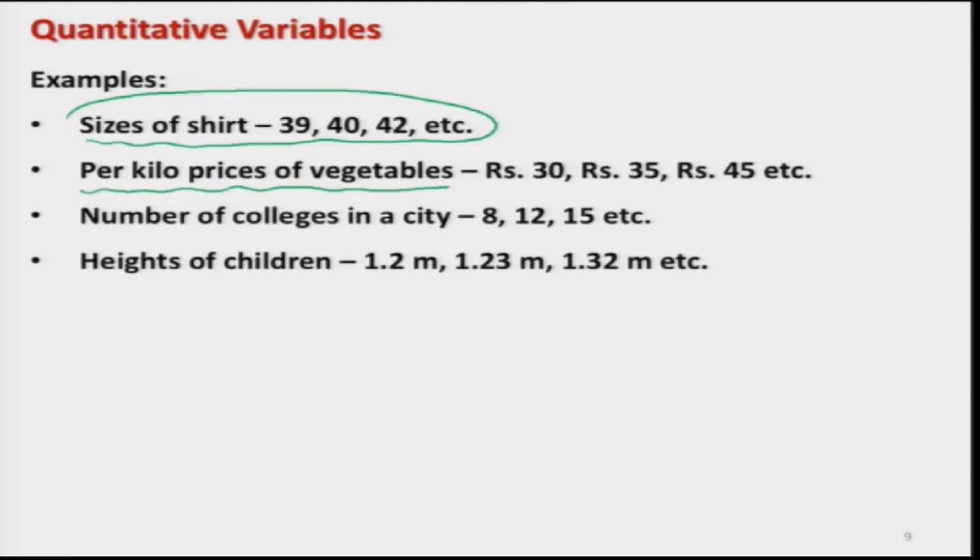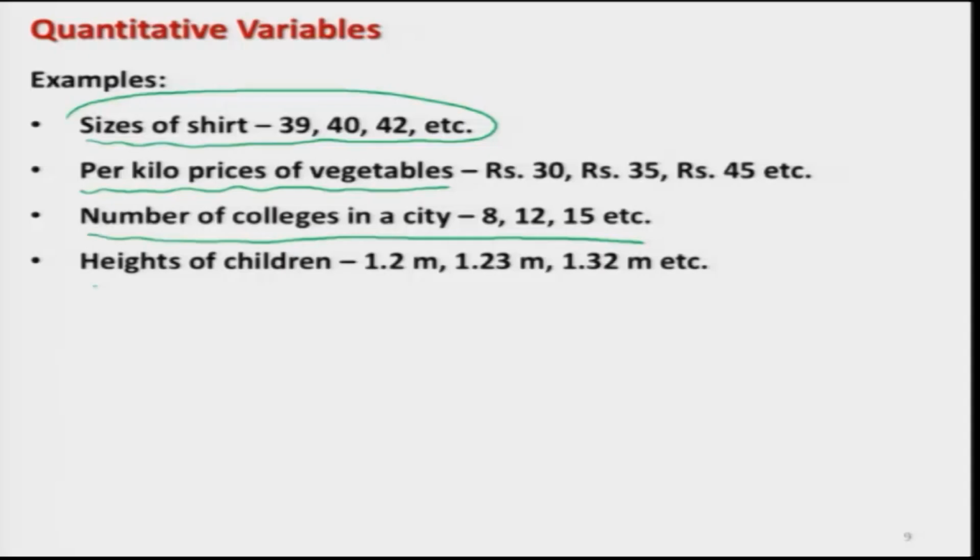And similarly, if I want to count the number of colleges in a city, this number can be 2, 5, 10, 8, 12, 15, 20, whatever is there. So, now once again these values have some interpretation. If I say I have two cities, one city has 10 colleges and another city has 20 colleges, then I can always order them and say that the second city has more colleges than the first city.